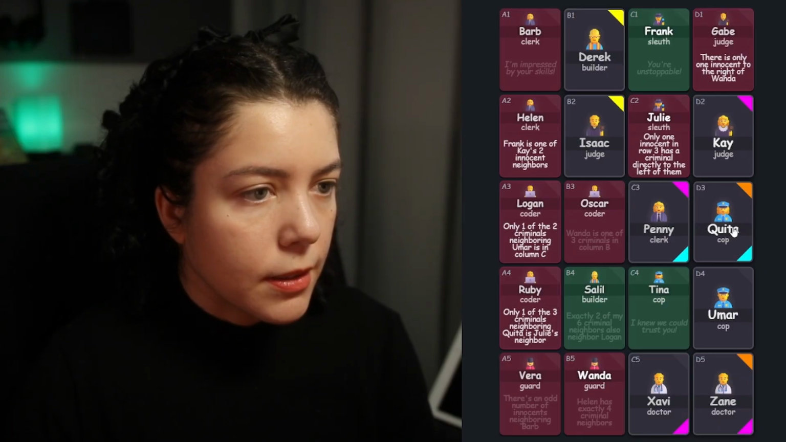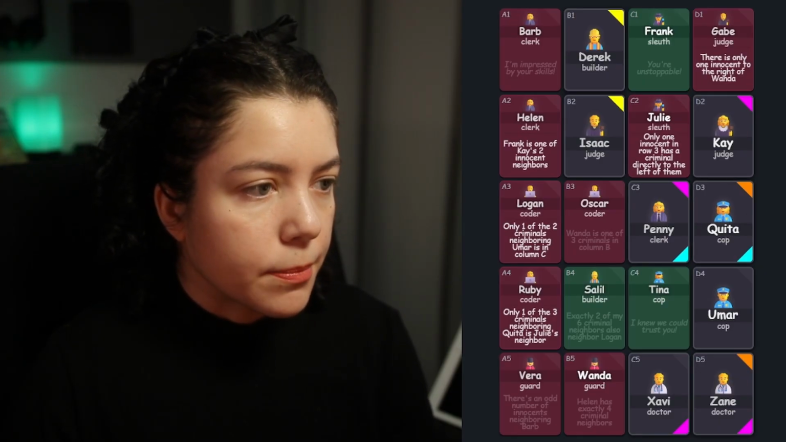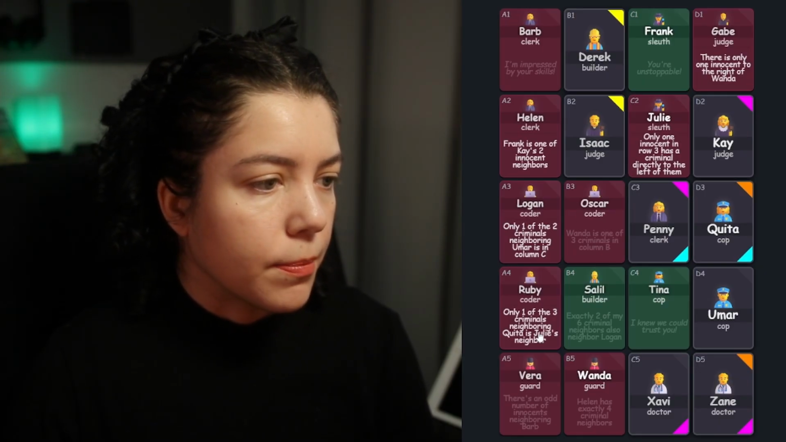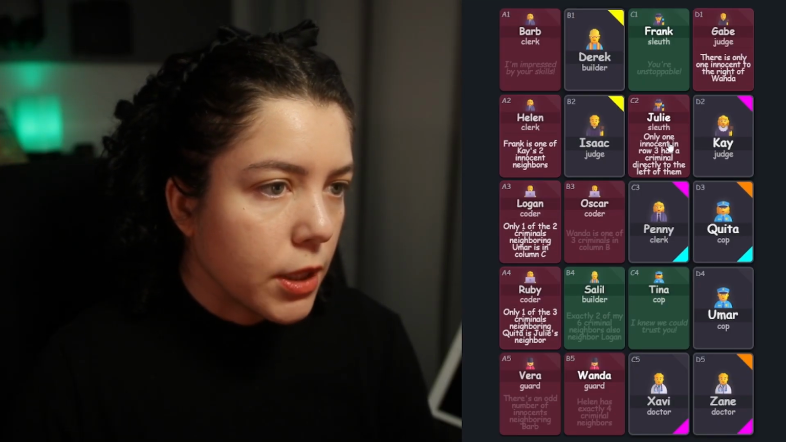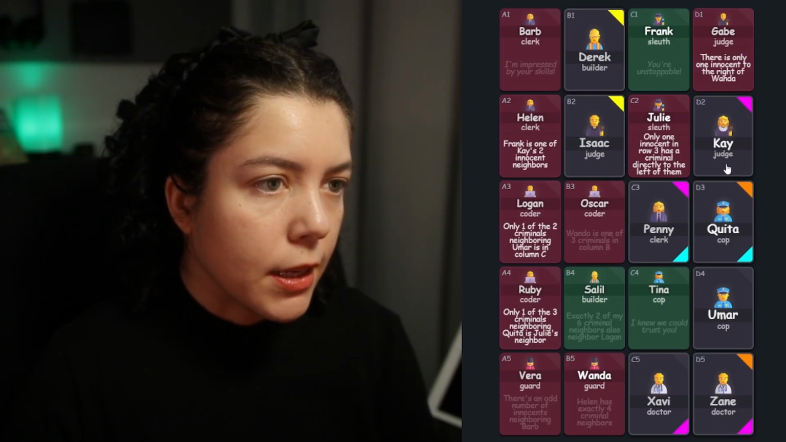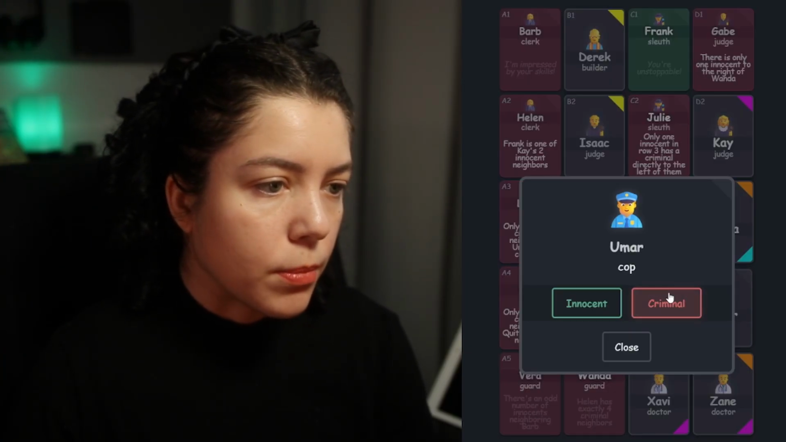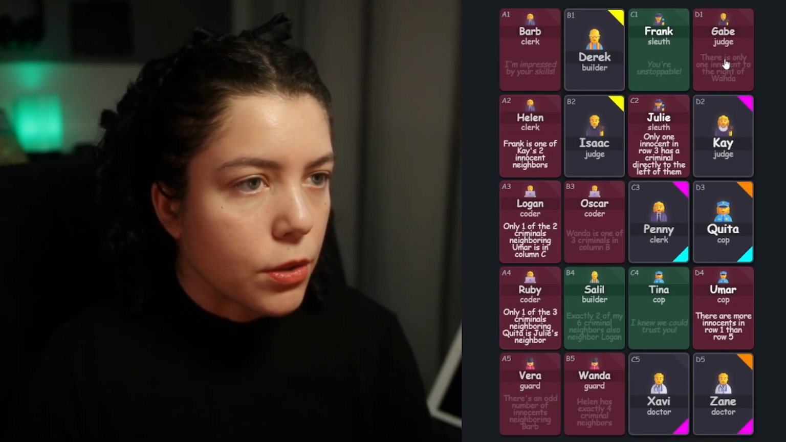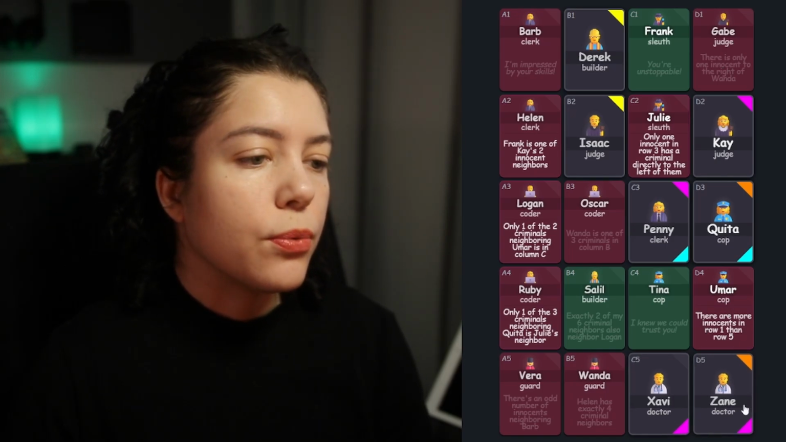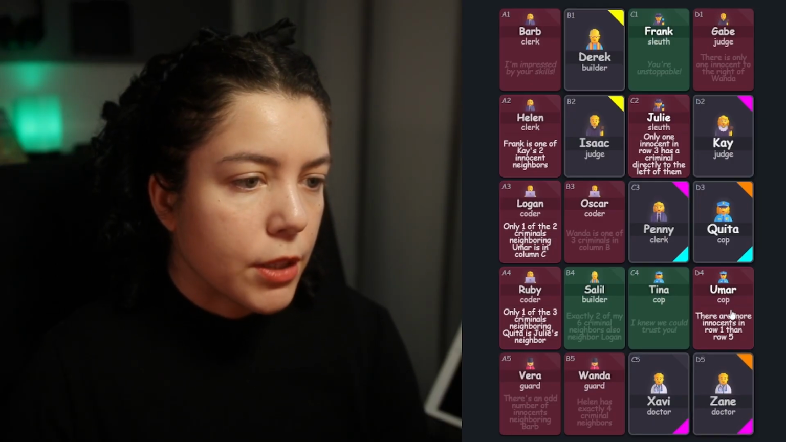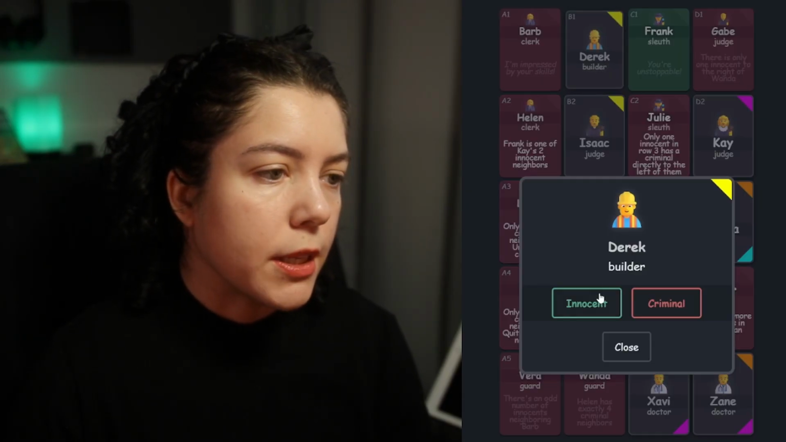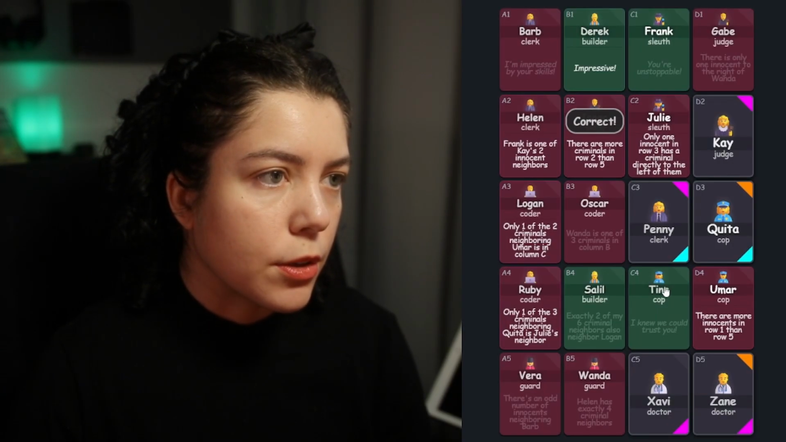Kita needs how many? 3 criminals neighbor Kita. So we know about Julie, and we know about Penny or Kay being the second one. So the third one has to be Umar. And Umar gives us a new clue. There are more innocents in row 1 than row 5. And we know that row 5 has 1 innocent here, who's either Xavier or Zane. So that makes row 5 need a second one, who has to be Derek, which makes Isaac a criminal.